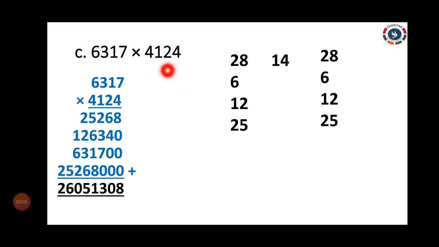C. 6,317 into 4,124. Write the question black in color. Give the answer blue in color. 6,317 into 4,124. We get the answer finally 2,60,51,308. So just take the snap and copy in your math class note.